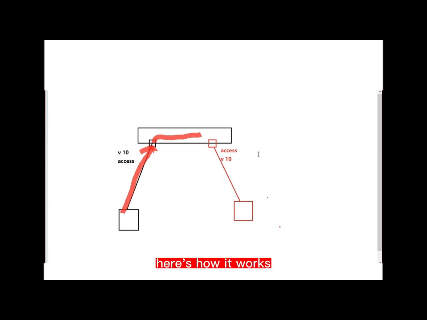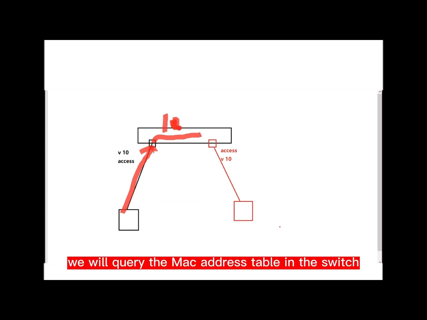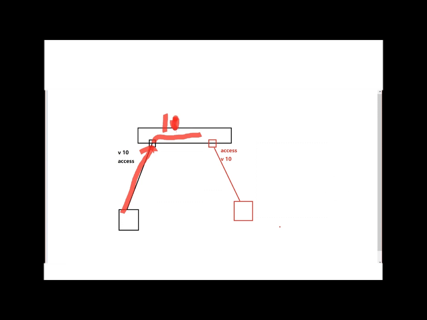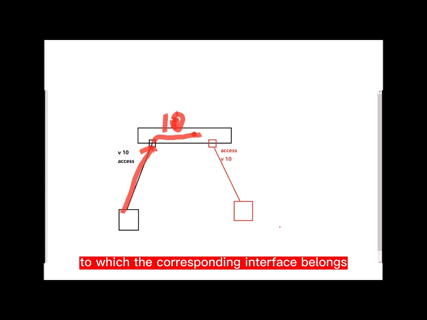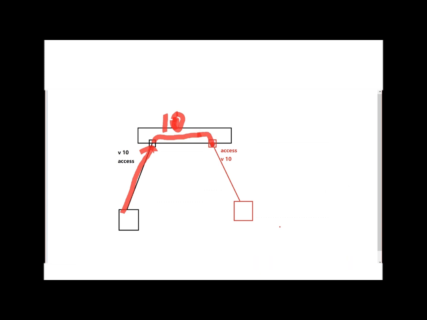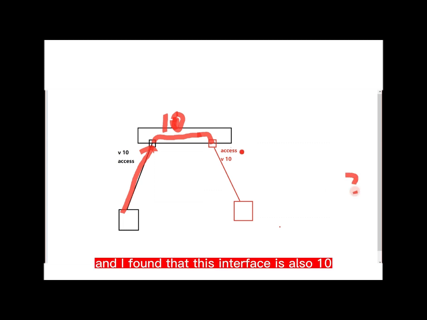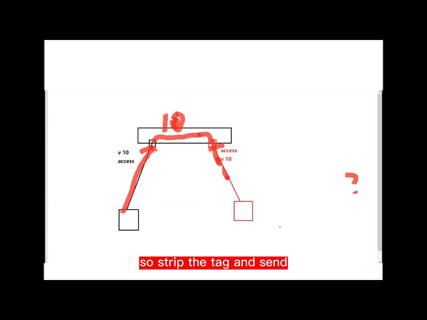Here's how it works. So we see if it's consistent now. The data comes in with tag 10. It walks into the switch with tag 10. Finally, we will query the MAC address table in the switch, and the MAC address table also has the VLAN to which the corresponding interface belongs. So I can locate this interface, and I found that this interface is also 10. Then it is now consistent with this interface, so strip the tag and send.